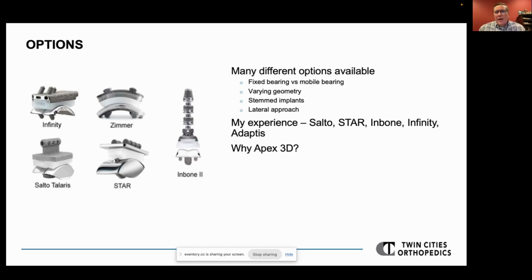In my career, my history and my experience has been with all of these shown except for the Zimmer. I don't have any personal experience with the trabecular metal implant, but I've had an opportunity to use all of these, and there's certainly things that I like and don't like about all of them. So we have certainly lots of options out there, and ultimately we want an implant that works well in our hands and that we feel like we can put in reproducibly and predictably. So I'm going to talk a little bit about why the Apex 3D and why I became interested in the Apex, and then what has led me to use it as my go-to for primary total ankle.